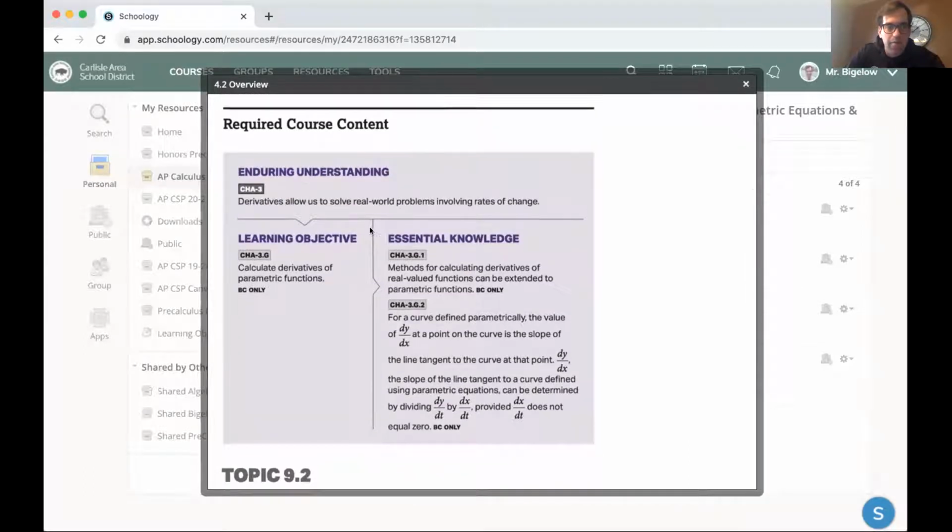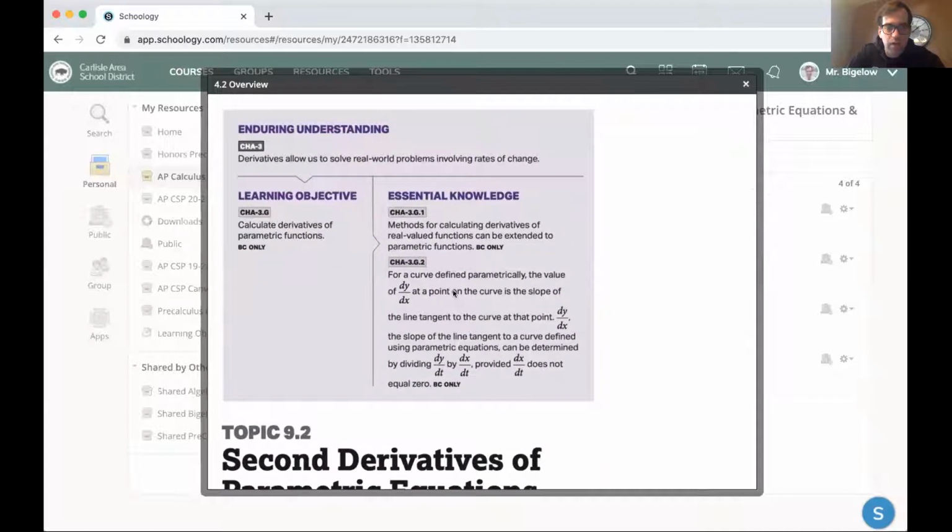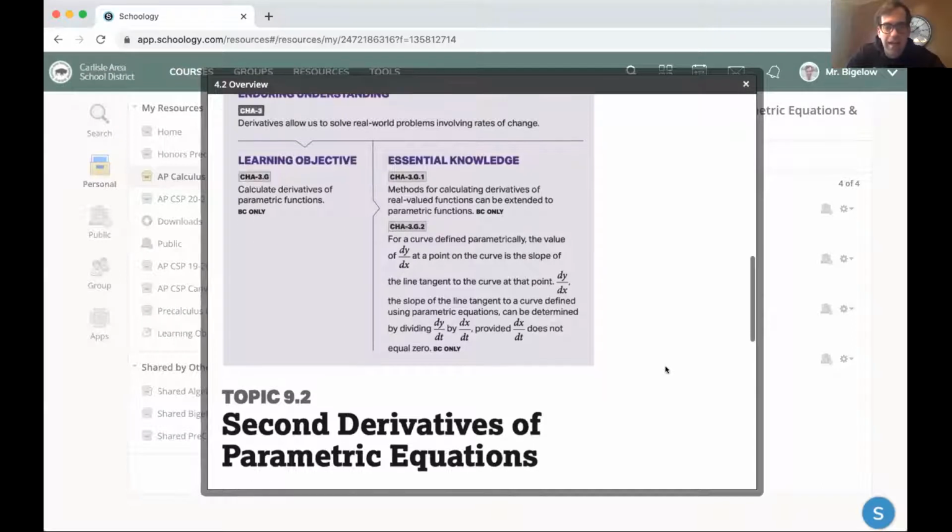For differentiating, so finding the first derivative, we're going to talk about dy/dx, which you're familiar with as being called the first derivative, but we're going to talk about how you can find that using dy/dt and dx/dt, otherwise known as the first derivative of the x equals and the y equals equations, or the x of t and the y of t. So we'll get into that.